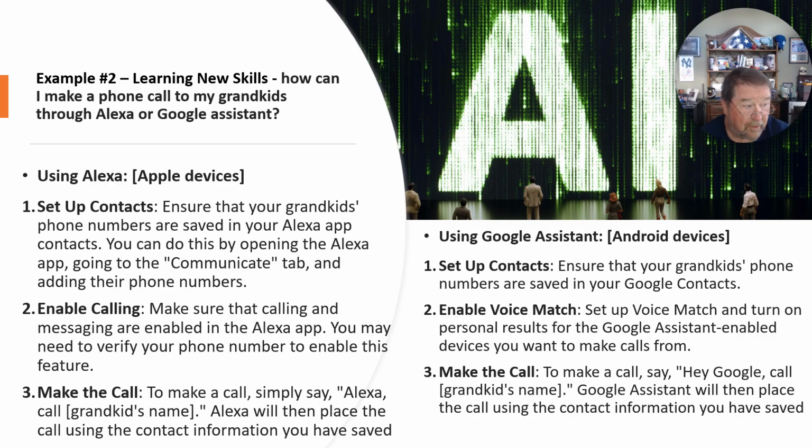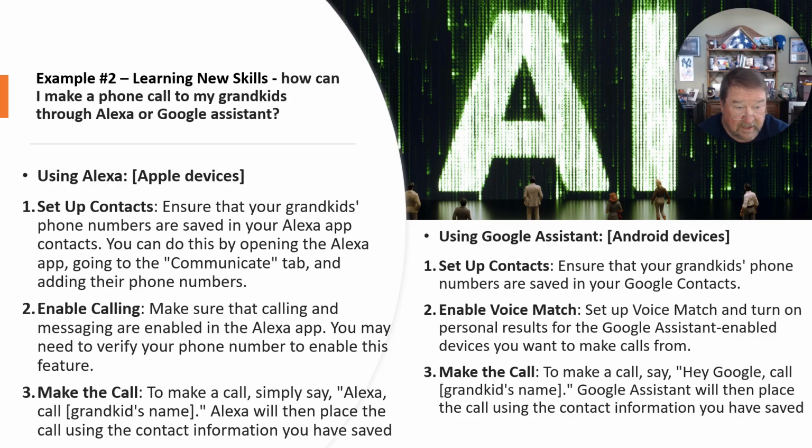You ensure that the grandkids' phone numbers are saved in your Alexa app. You can do this by opening the app, going to the Communicate tab, and adding their phone numbers. Enable calling. Make sure that calling and messaging are enabled in the Alexa app. You may need to verify your phone number to enable this feature, and then you make the call. You simply say, Alexa, call Henry. There it goes, calls him. Alexa will then place the call using the contact information you saved.